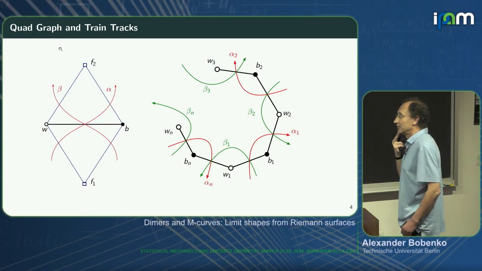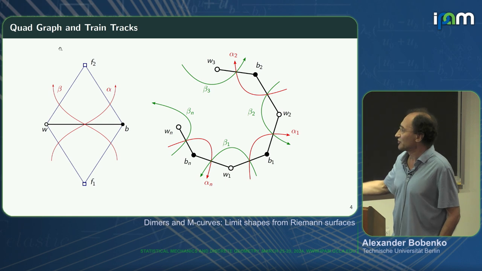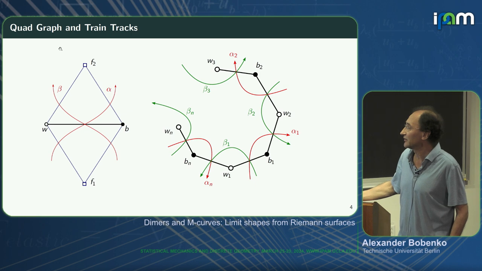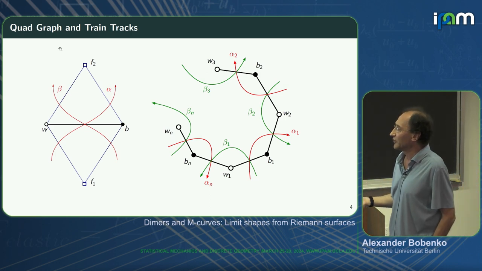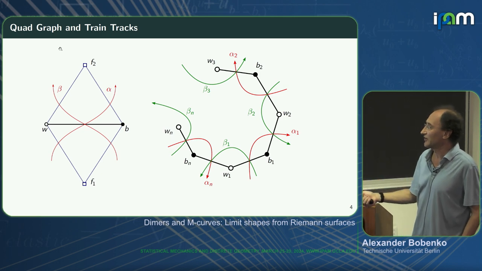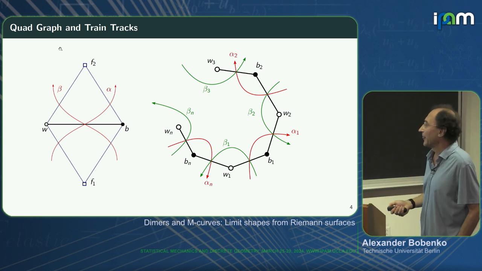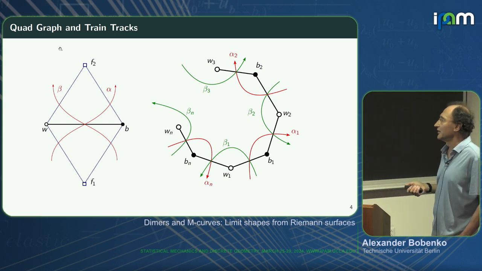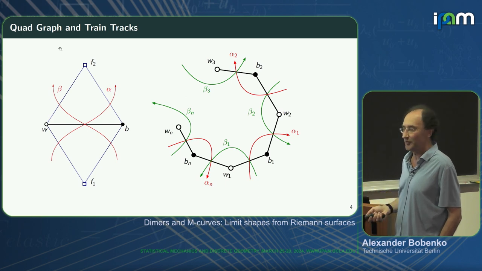Moreover, the weights are defined in the following way. There are train tracks which go like this. Each edge is crossed by two train tracks, labeled here by alpha and beta in the picture to the left. There is a white vertex, there is a black vertex, and the orientation is shown here. And F are two faces. So if you have a face on your graph, then these train tracks are arranged like this. That's the picture we have.